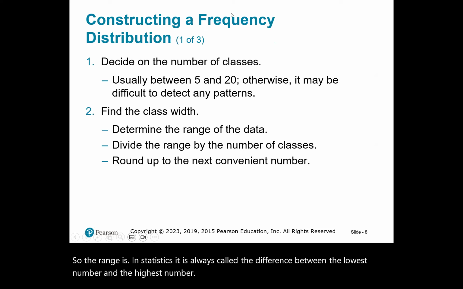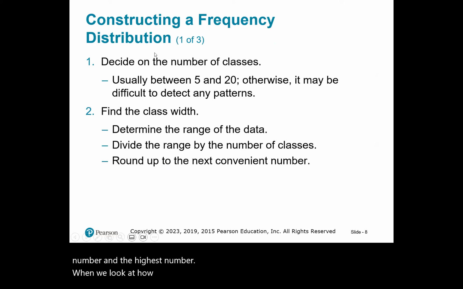When we look at how to construct a frequency distribution, we have to follow these steps. Step number 1, we need to decide on the number of classes, usually between 5 and 20. Otherwise, it may be difficult to detect any patterns. Then find the class width. Determine the range of data, divide the range by the number of classes, and then round up to the next convenient number.